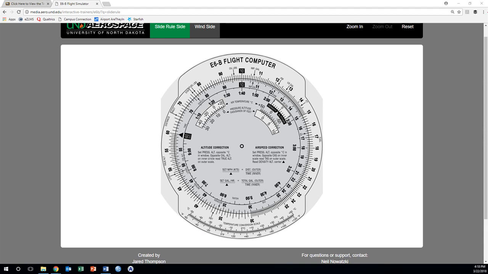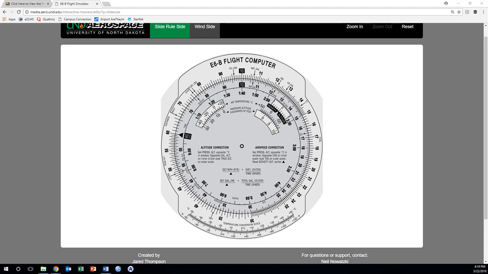Before we get started, just a reminder of the scales of the E6B. The outermost scale is the A scale, which is right here. The middle scale is the B scale, and then the inner scale is the C scale. In this case, for the calculations that we're going to do in this video, the B scale represents minutes, and the C scale represents hours.